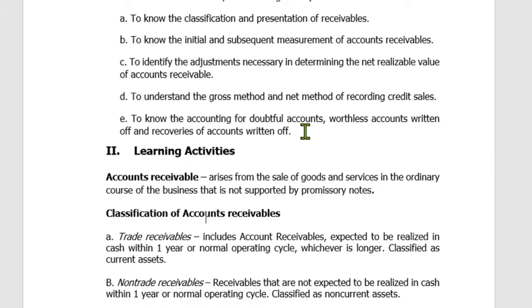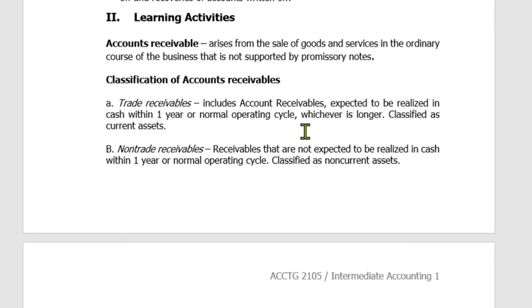So first, let us define what accounts receivable is. Accounts receivable arises from the sale of goods and services in the ordinary course of the business that is not supported by promissory notes. So ito yung mga pautang mo na walang promissory note. So these are considered accounts receivable. Normally, these are in the ordinary course of the business. For example, you are selling goods and to be able to increase income or to expand the reach of your market, nag-extend ka ng credit sales o nagbibigay ka ng mga pautang. So that is the treatment of the accounts receivable.